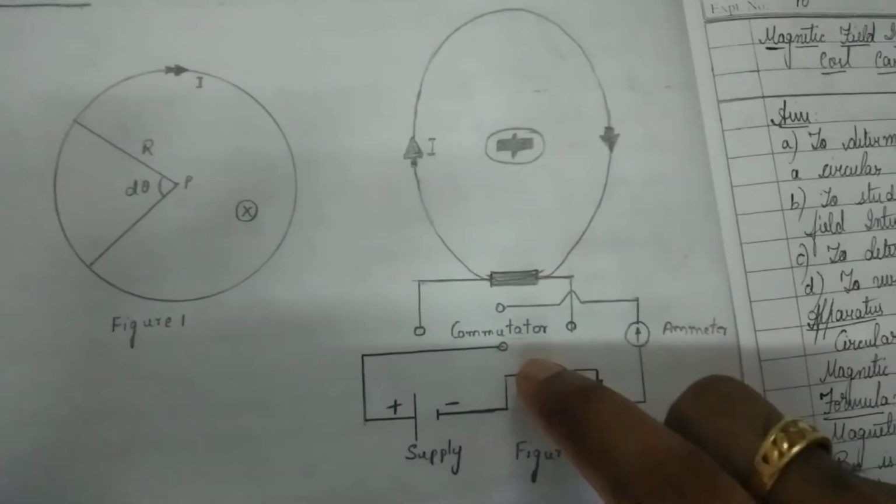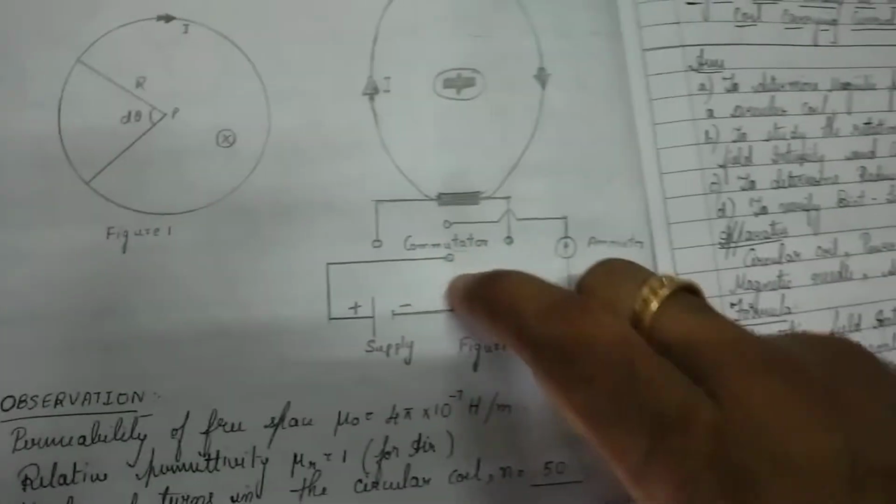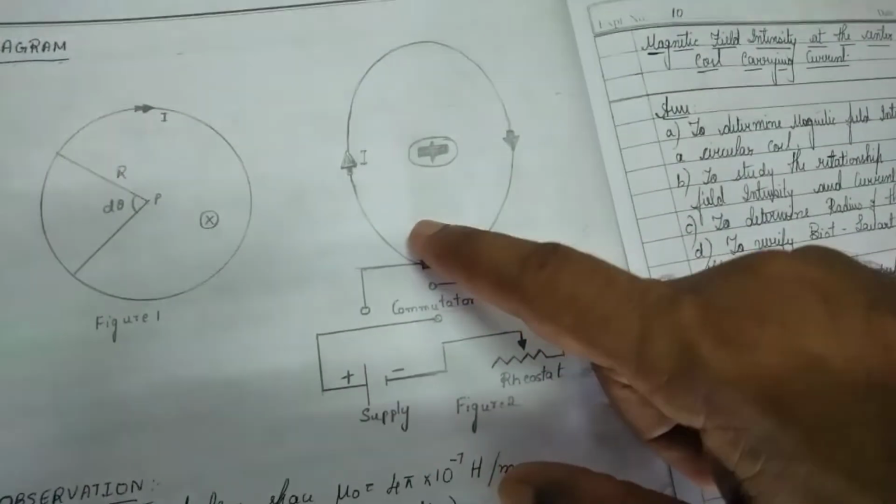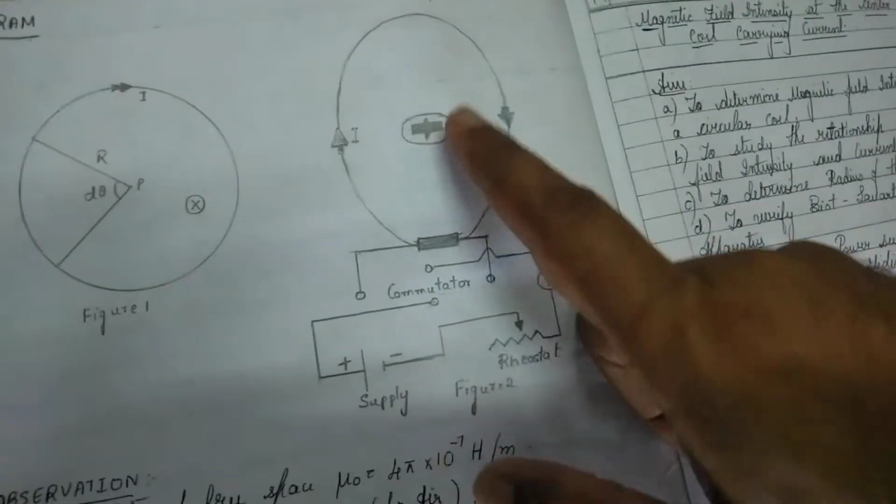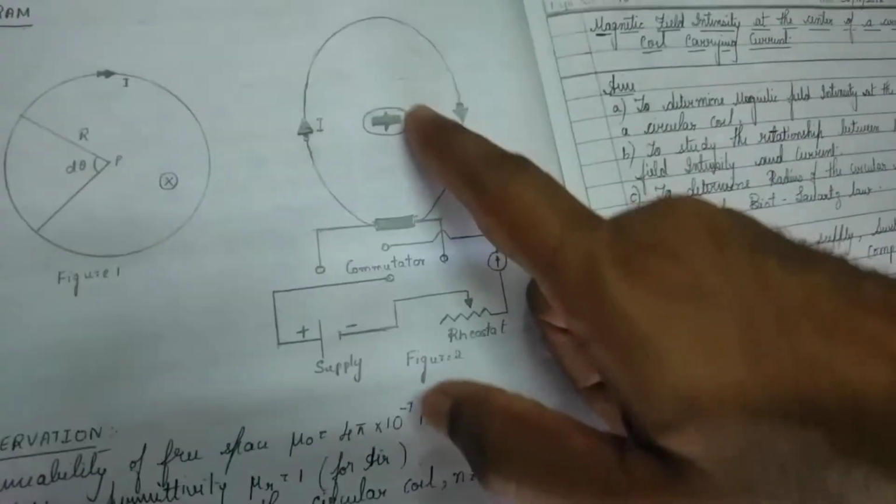As a result, when you put the key to the both ends of the commutator, the current travels through the circular coil and it generates the magnetic field at the center of the coil, so which we have to determine. Okay. So now let us go for the experiment.